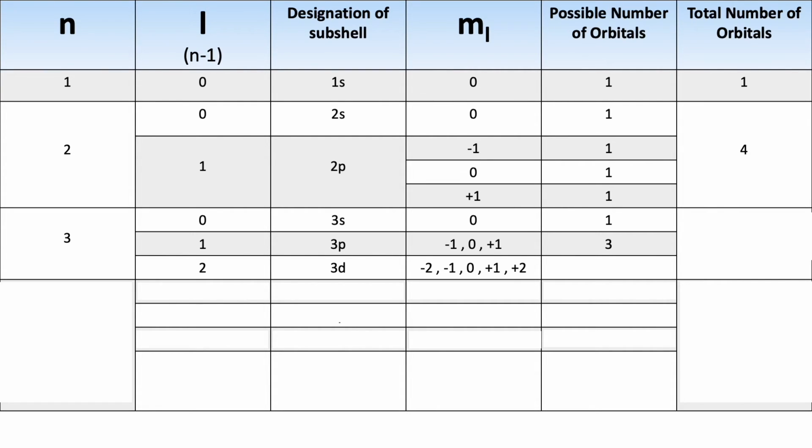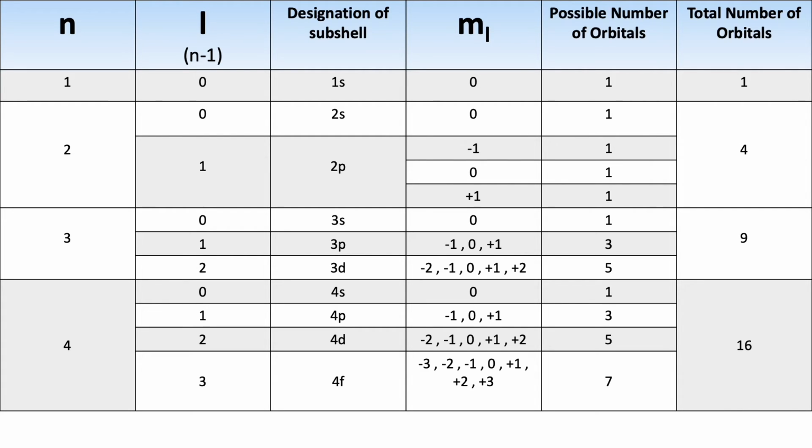3d subshell. 3d subshell contains 5 different orientations as minus 2, minus 1, 0, 1 and plus 2. Totally 5 plus 3 plus 1, 9 orbitals are possible for the third energy level. You can try out the fourth energy level as a homework and check the answers later.